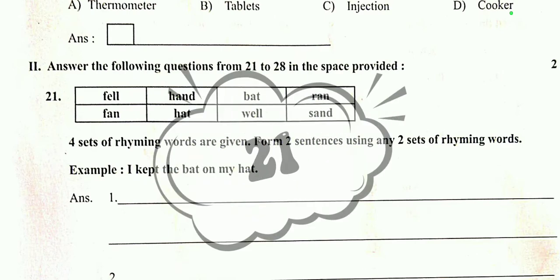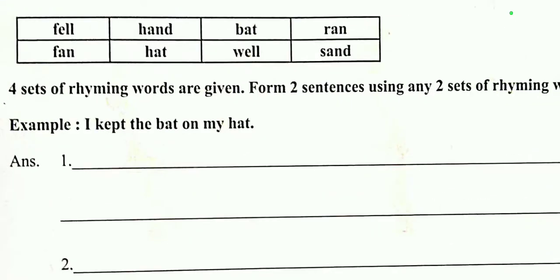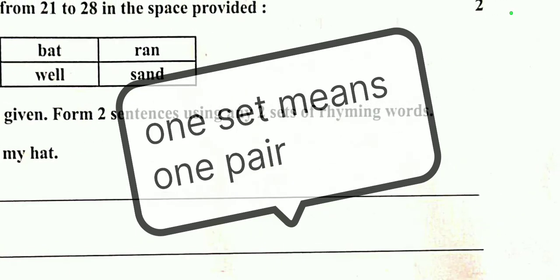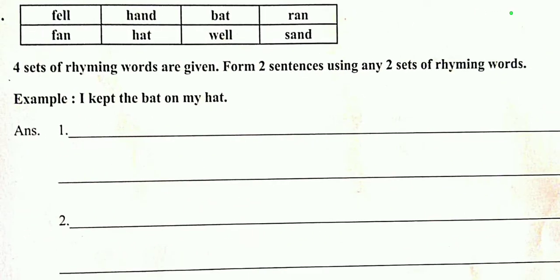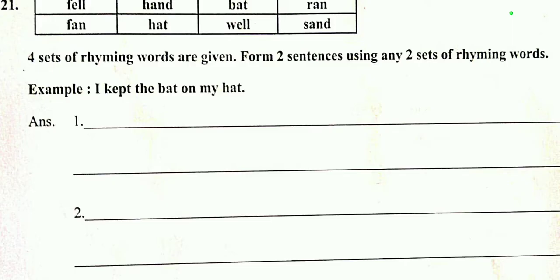21. Now in the square boxes you can see there are some words: fell, fan, hand, hat, bat, well, run, sand. 4 sets of rhyming words are given. Form 2 sentences using any 2 sets of rhyming words. So you have to form 2 sentences. You have 1 and 2. Example: I kept the bat on my hat.